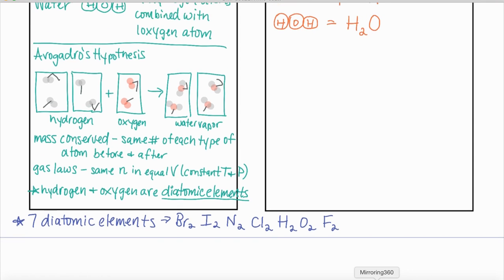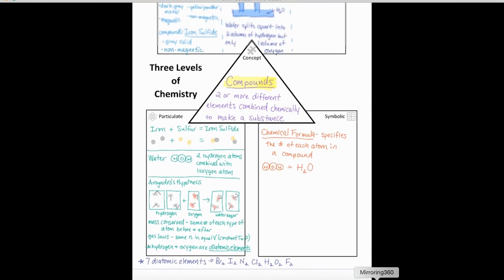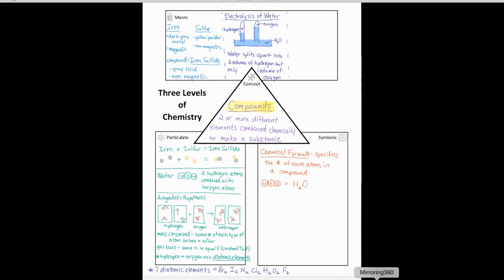So that'll do it for our 3 levels chart for compounds, and that'll also do it for us for Avogadro's hypothesis.